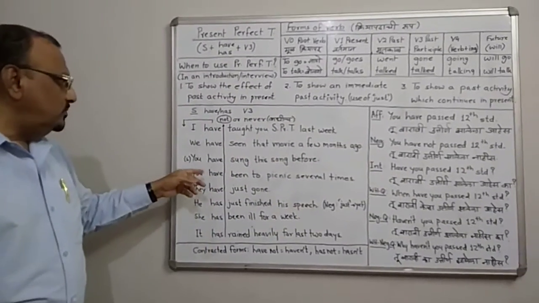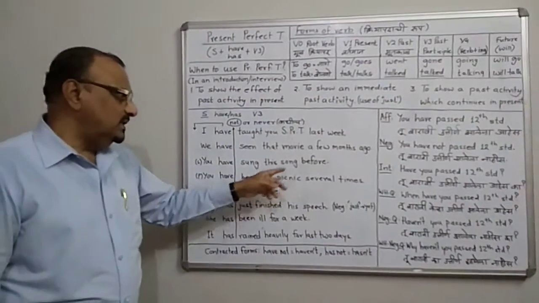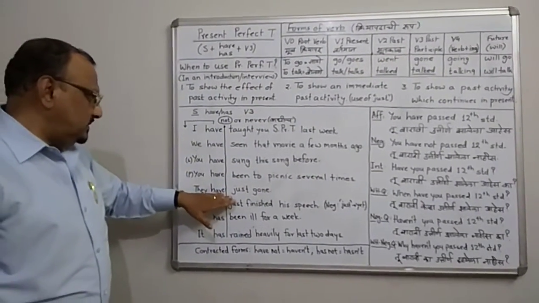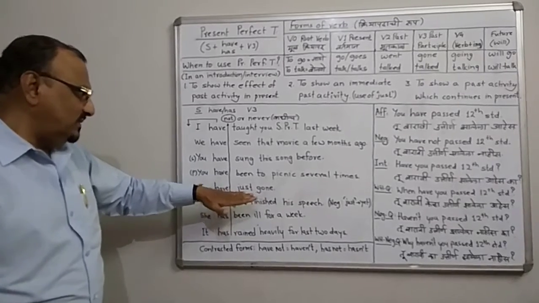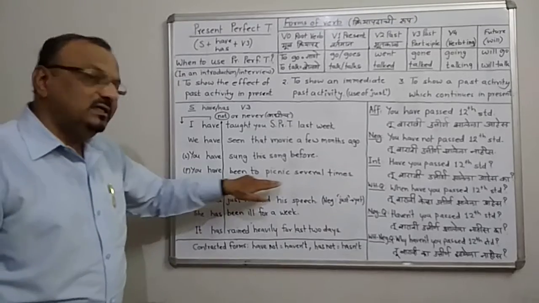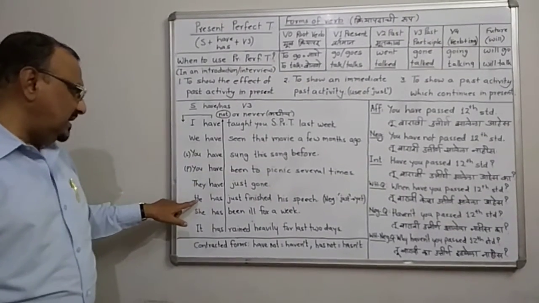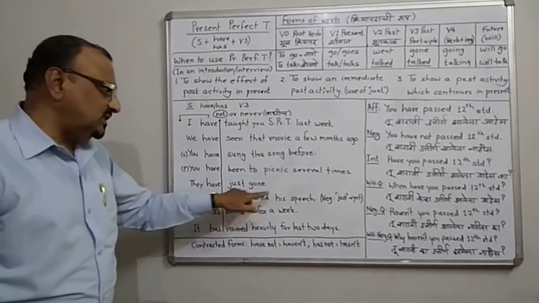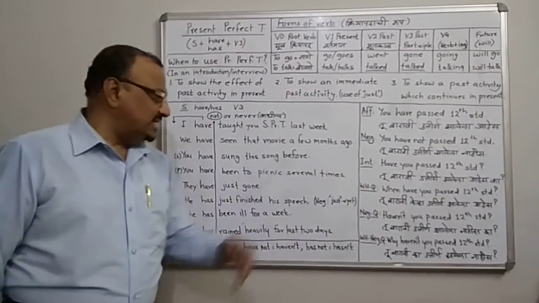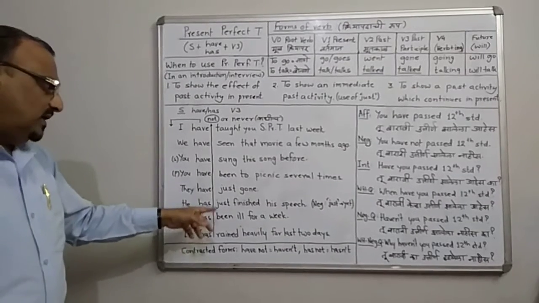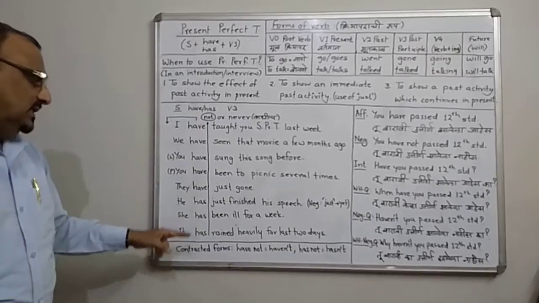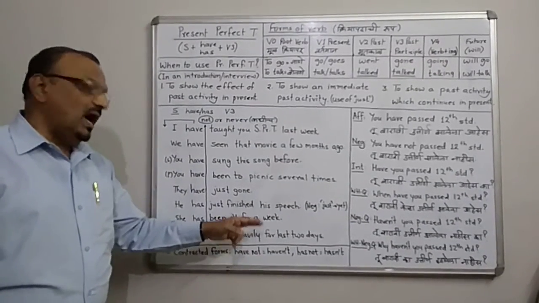Okay, you have not been to picnic several times. Okay, they have... now instead of just we are going to use yet. That is, they have not gone yet. Here also we can say he has not finished his speech yet. Instead of just we use yet at the end of the sentence. She has not been ill for a week. It has not rained heavily for last 2 days.